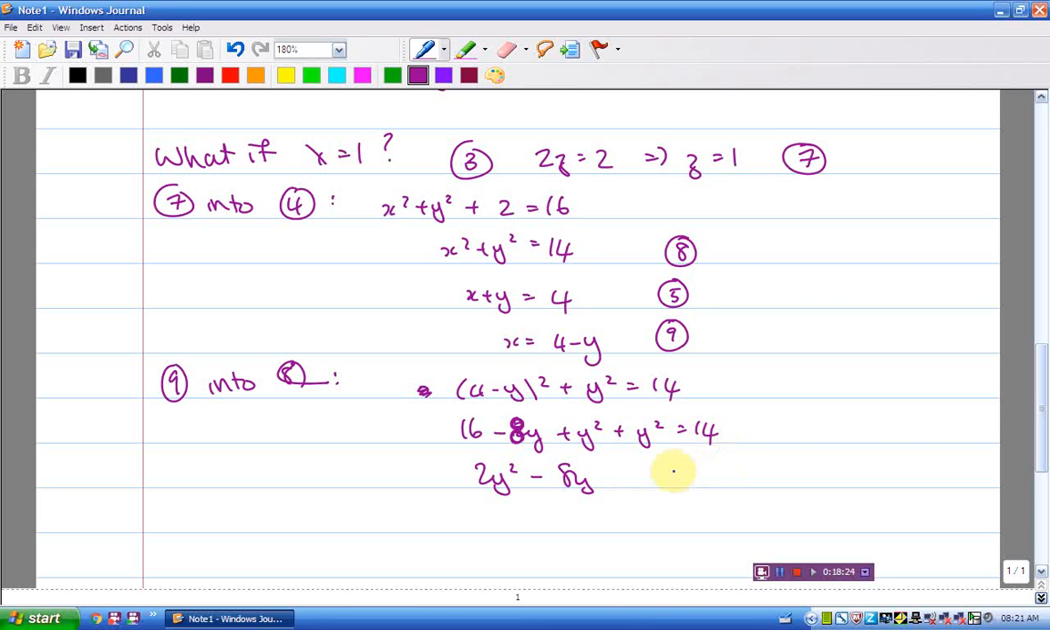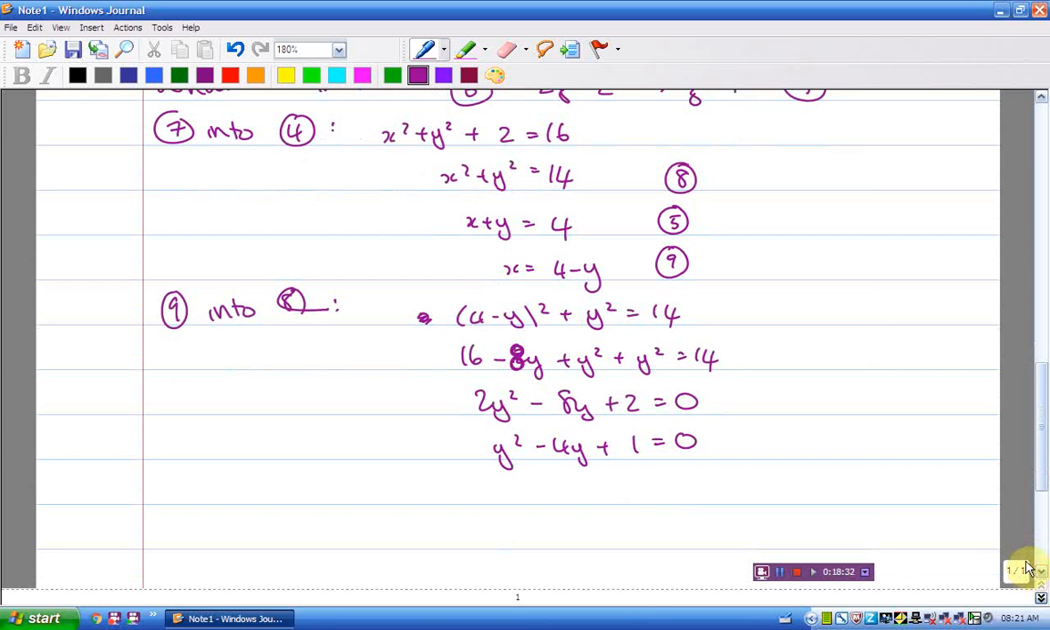16, where am I? Minus 14, so that's 2. Let me divide through by 2. And that does not factorize nicely, so I'm going to have to use my root formula.